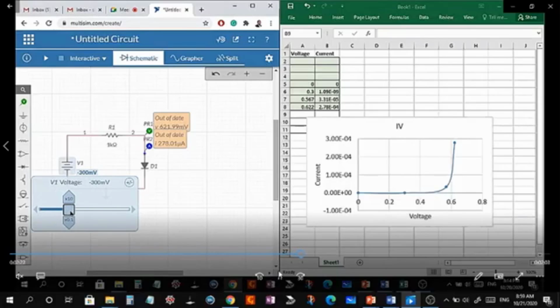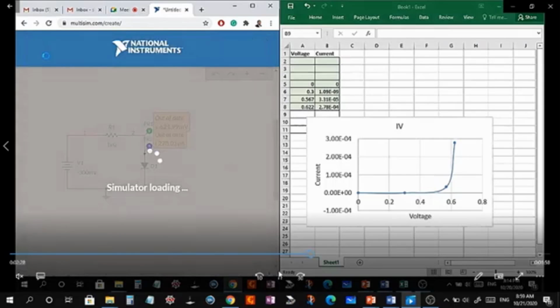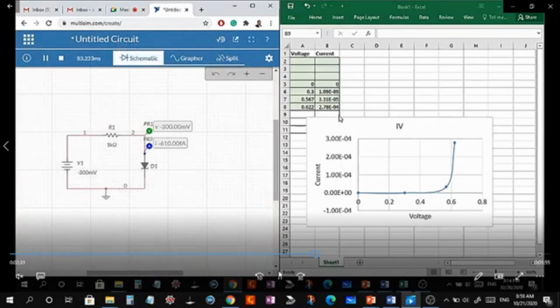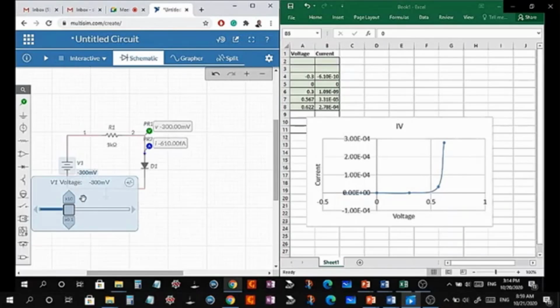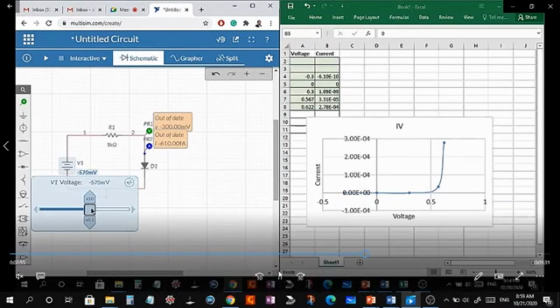Okay, next we need to change the polarity of the battery. So now I'm applying negative 0.3 volt. So when we apply negative 0.3 volt, you can see here voltage is minus 0.3, and then the current is minus 610 femtoampere. Okay, femtoampere is actually 10 power of minus 15. I made a mistake here.